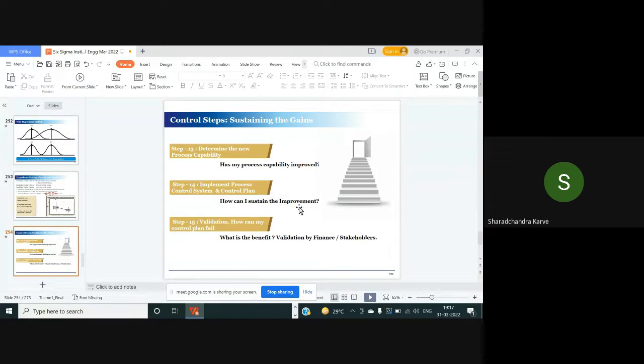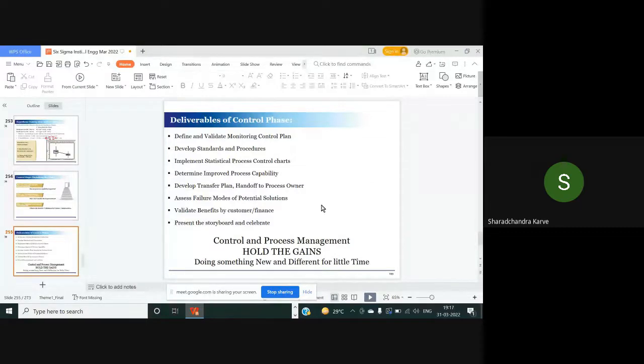Then the next is how can I sustain this improvement? Doing it well for a limited period is not sufficient. So how can I sustain this improvement? That is my control plan, or my control system, that I am going to ensure to sustain this improvement. That is what the control phase is. And what is the benefit, and is that benefit validated by my finance or my process owner? That is what is being checked. So the whole purpose of the control phase is to hold the gains. Once I improve, it is important that I have a perfect plan, perfect steps and a perfect metric to hand over that project to a process owner, and I should hold those gains.